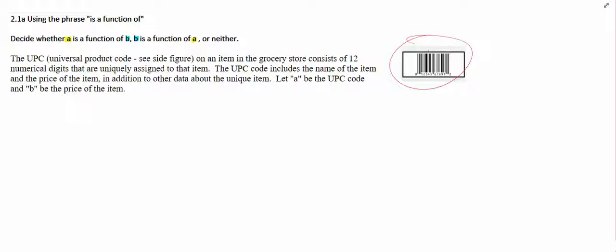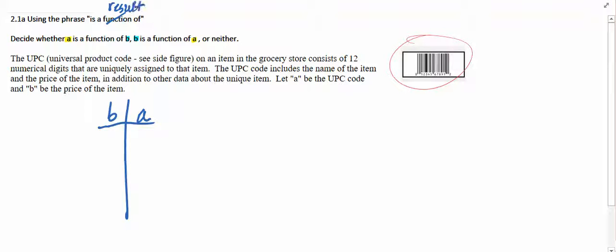It says let A be the UPC code and B be the price of the item. Now, A is going to be the UPC code. So let's set up the first situation where we're asking ourselves, is A a function of B? So here we go. A being a function of B means A is a result of B. And so I'm going to put the A over there and the B right here. Okay, so "is a function of" means result. Unique result, right? So there we go.